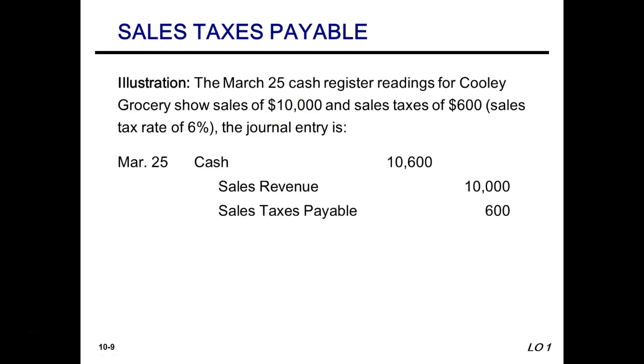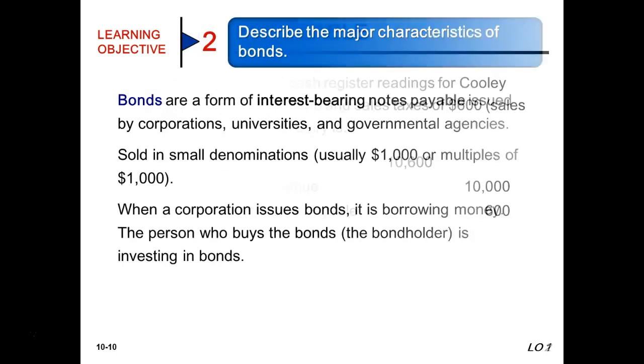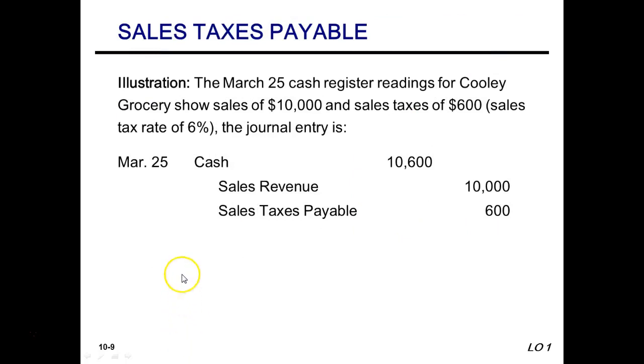So they collected $10,600 cash. They credit or increase their sales revenue by $10,000 and credit sales tax payable for $600. This is a current liability that they're going to then remit to the state. Then, when it's due, usually on a monthly basis, say it's due April 15th, they would debit sales tax payable for $600 and credit cash.